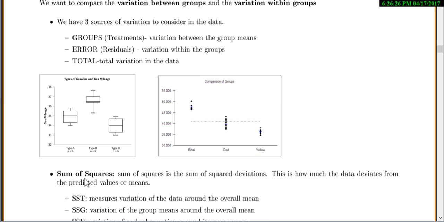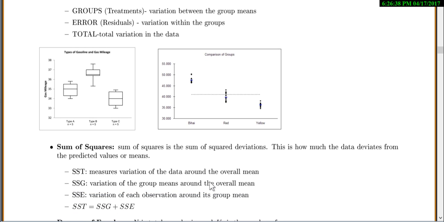And then you have what's called sum of squares, which is the sum of the squared deviations. So this is how much the data deviates from the predicted values or means. Like SST, T would be for total, G would be for group, and E would be for error. So total, group, error.